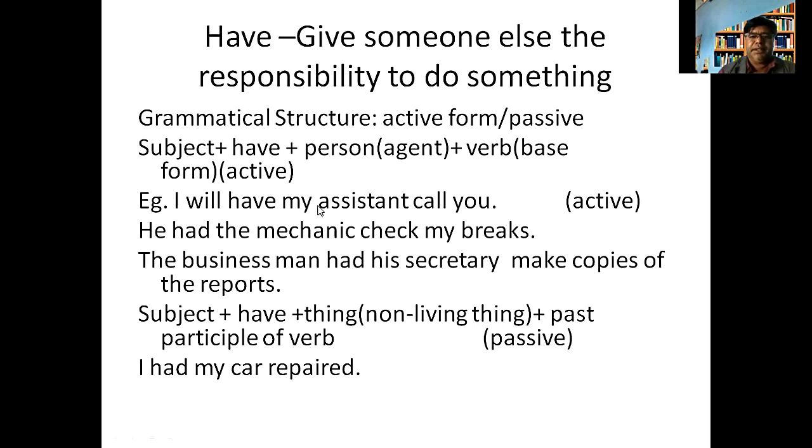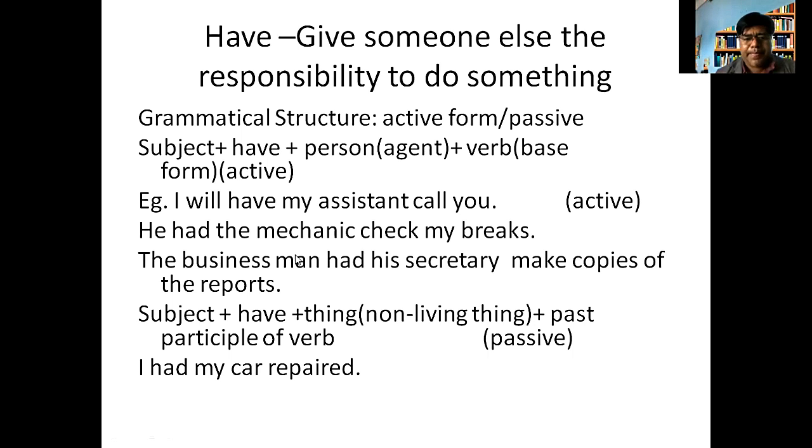I will have my assistant call you. This is in active form, and this have is the causative verb. My assistant is the person, let us say the agent, call you. It means that I will not call you. My assistant will call you. It means that I provide the responsibility to my assistant. I give the responsibility. I ask him to do this task.